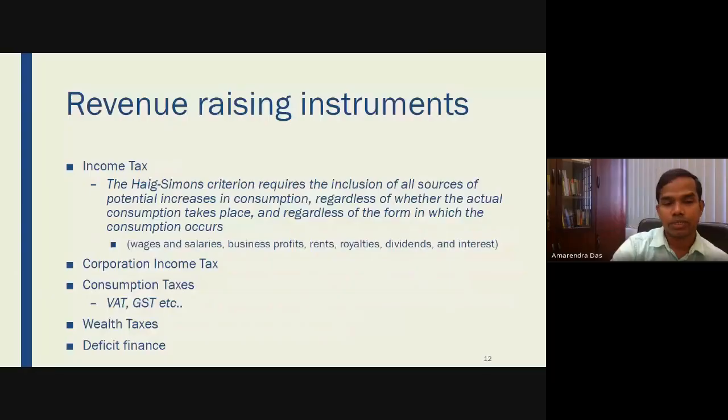Of course, in some states, they say that we are collecting tax from the horticulture commodities, the cash crops. But again, that has been very, very ineffective in India. Some states have attempted to collect some tax from agriculture, but generally, we do not get much. We collect the corporation income tax, then the consumption taxes like value-added tax, GST, and the wealth taxes and deficit finance.